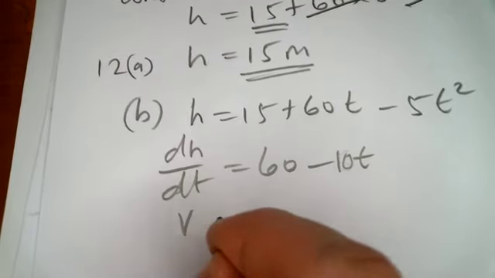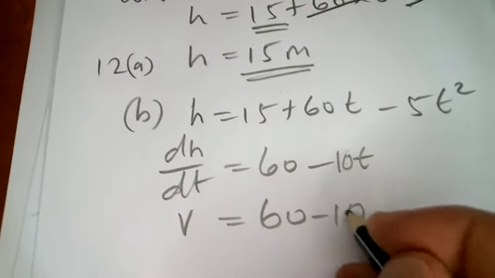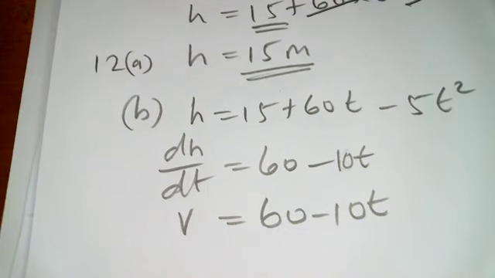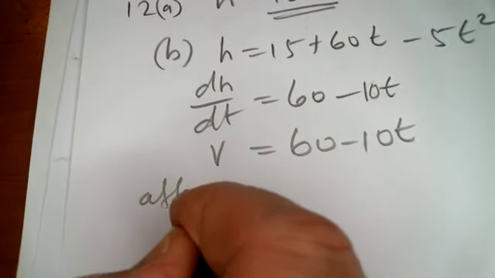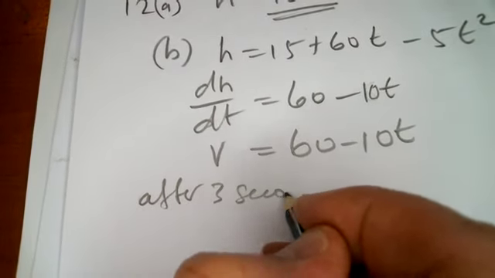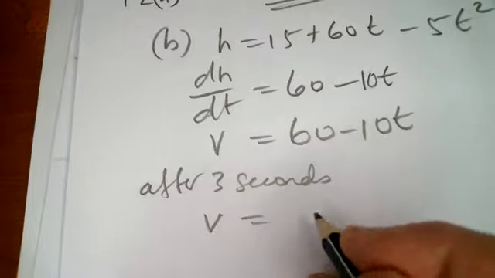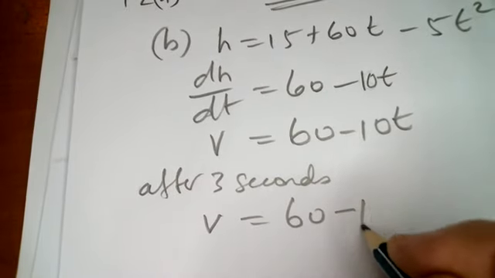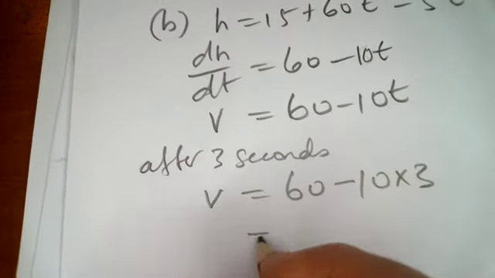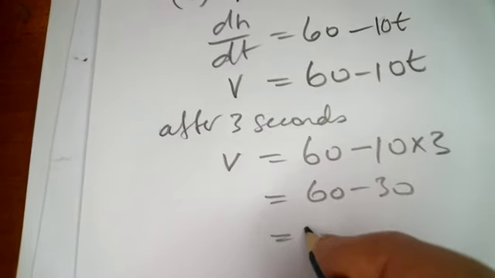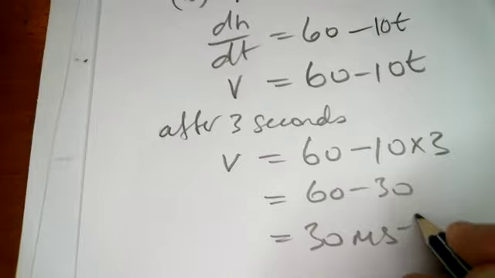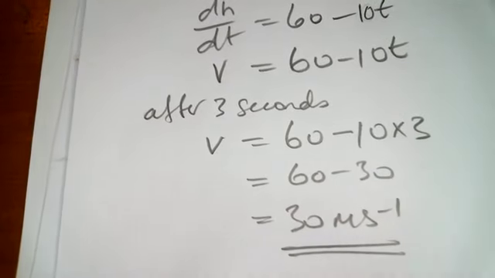So v is equal to 60 minus 10t, and this is going to be when the velocity is going to be what, after 3 seconds, it says. So after 3 seconds, v equals 60 minus 10 times 3, or 10 times 3 is 30, and 60 minus 30 is going to be 30 meters per second. And there is the answer for 12b.